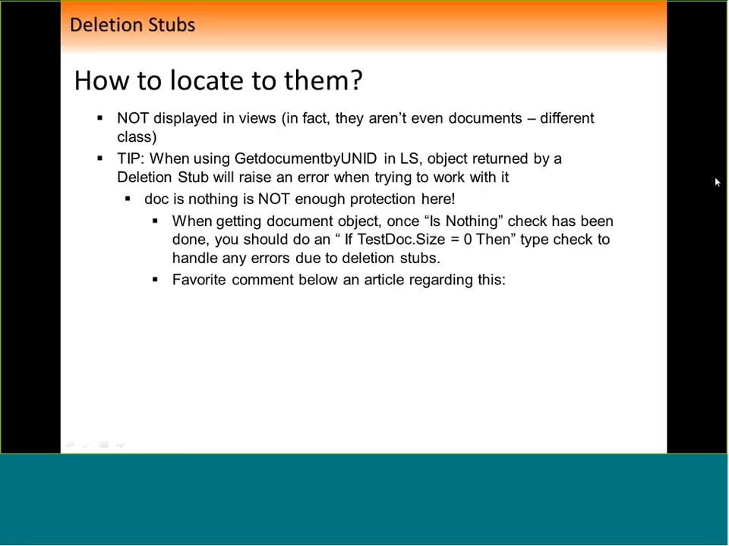So what we usually do as developers is do a protection using the is nothing check, but the thing is this is not going to be enough in the case of deletion stubs, because there is going to be a handle to something, but that something is not going to be a document. So it is advised to test the document.size property and make sure that it's 0, and in that case have some sort of error handling in case we are dealing with deletions of documents.